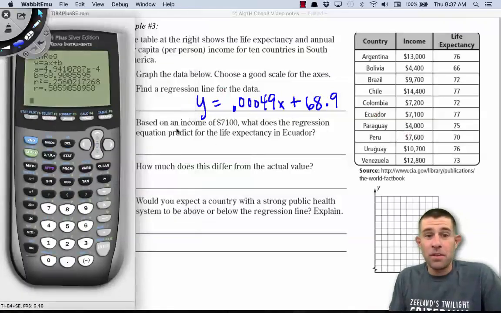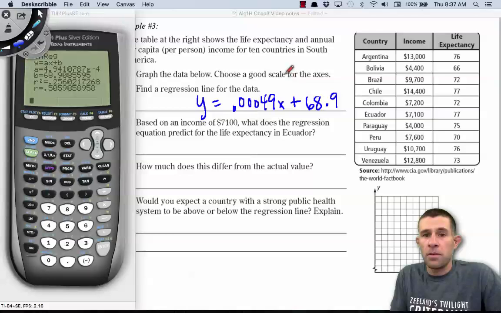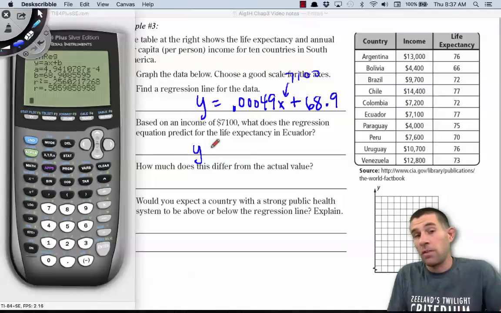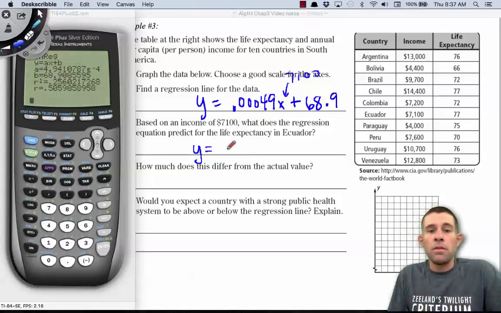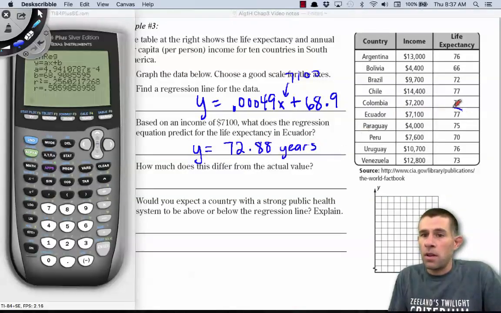All right, part B of this problem now asks, based on an income of $7,100, what does the regression equation predict for the life expectancy in Ecuador? So this is going to require us to take 7,100 and substitute it in for the value of x and come up with what y, our life expectancy, should be. When we do this, we're going to end up getting a value of 72.88 years.